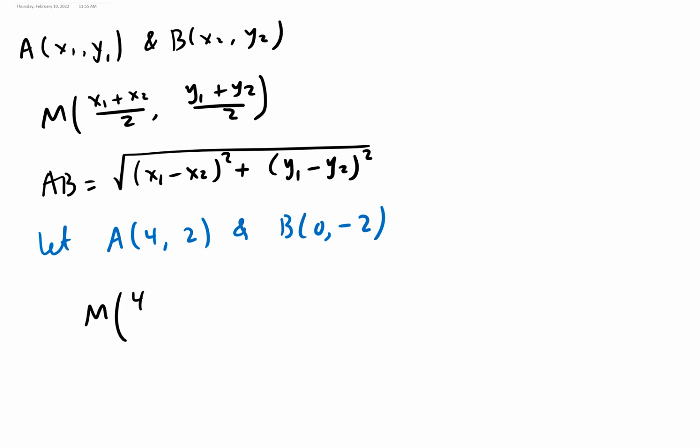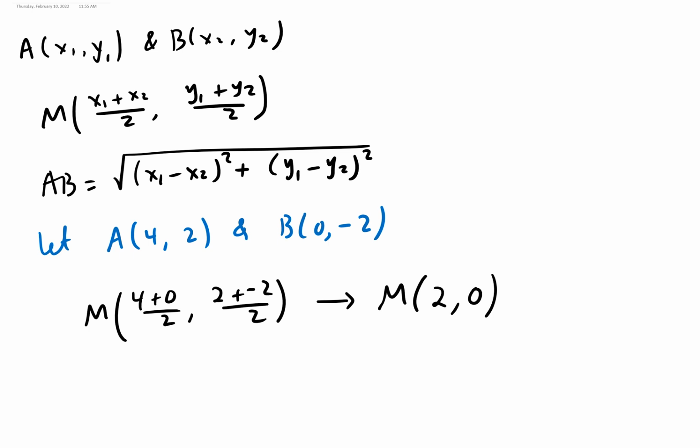Again, it's defined as (x1 plus x2) divided by 2, (y1 plus y2) divided by 2. So M gives us 4 plus 0, 4 divided by 2, 2. 2 plus negative 2, 0 divided by 2, 0. So (2, 0) are the coordinates of the midpoint.